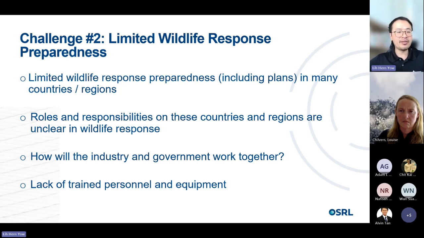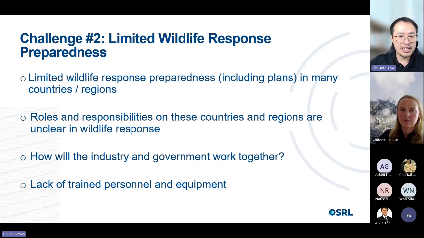Another big part of the planning and preparedness comes with trained personnel, equipment, and facilities. So if you have a plan in place, you could have pre-identified which location could be used as a potential wildlife facility and where you can find trained people and equipment itself. So this will be good information when it comes to preparedness.